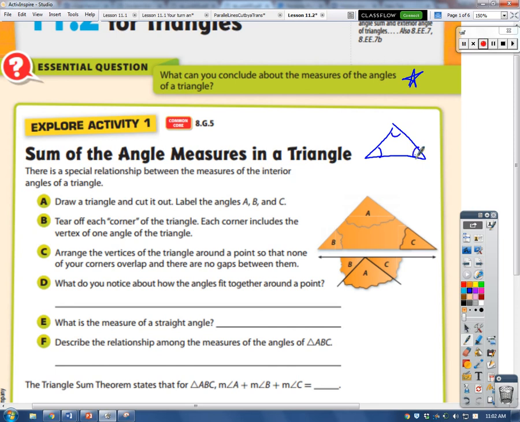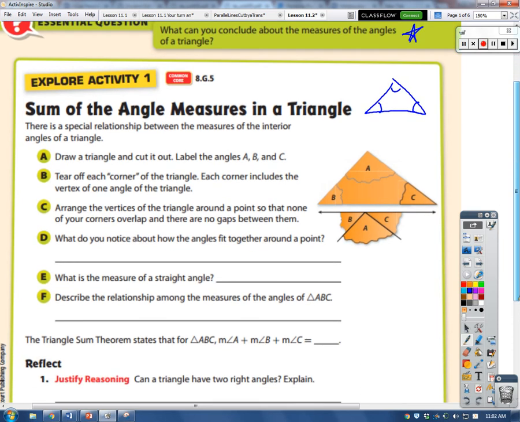So what it wants us to do is go through a little activity here, but it also gave you an example of this activity on this side of the page. So we're just going to use this as our example. It wanted us to draw a triangle and cut it out. Label the angles A, B, and C. So here's our triangle. Cut it out. Angle A, angle B, angle C.